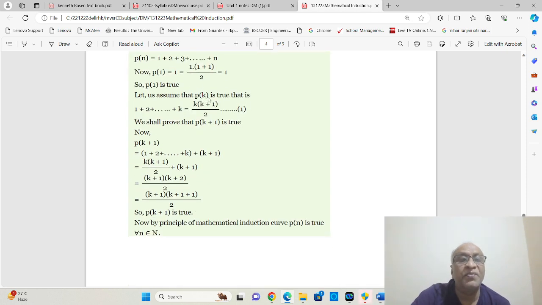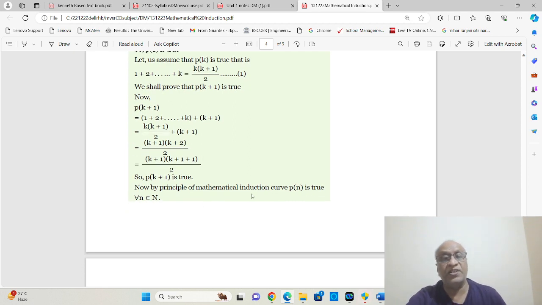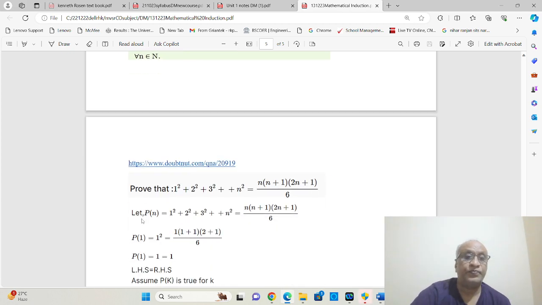Now we take P of k as true, that is, 1 plus 2 plus ... plus k is equal to k into k plus 1 by 2. We have to prove that P of k plus 1 is true. So P of k plus 1 is 1 plus 2 plus ... plus k plus 1. Rearranging this, we come to the conclusion that P of k plus 1 is also true. Using mathematical induction, P of n is true for all n belonging to the natural numbers.